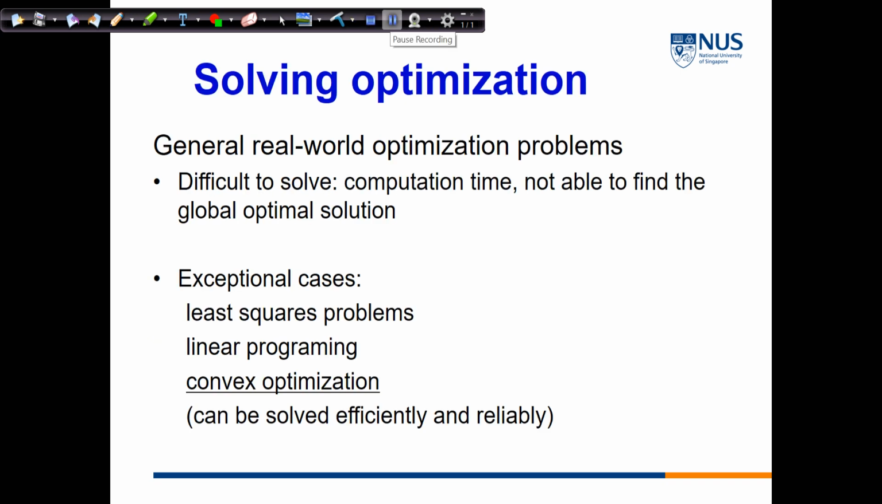After you successfully define your problem and formulate it as the structure of optimization, we will learn how to solve this optimization as the final output from this module. Those general real-world optimization problems are normally quite difficult to solve, constrained by the computational time, and sometimes it's also not possible to find the global optimal solutions.